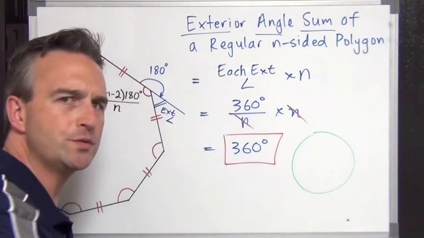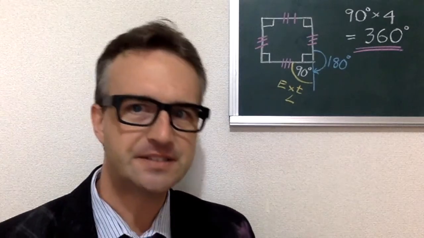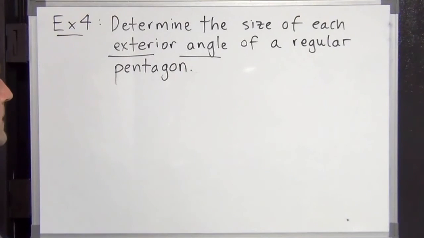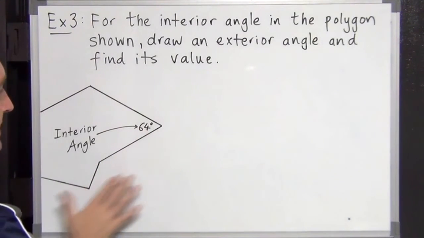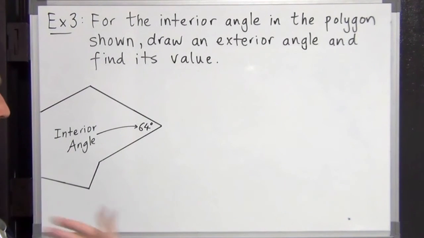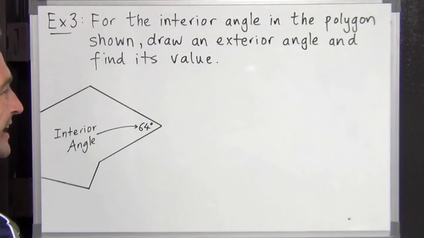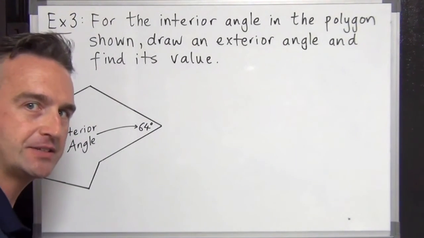And do you think this is also true if the polygon is not regular? What do you think? It's now your turn to do some work. Please try example 3 and example 4. For example 3, we have another interior angle in an n-sided polygon. We don't know how many sides, it's not important. Draw an exterior angle for this interior angle. Remember, there are 2 possibilities. And what is the value of that exterior angle?